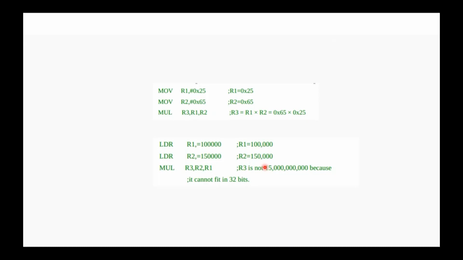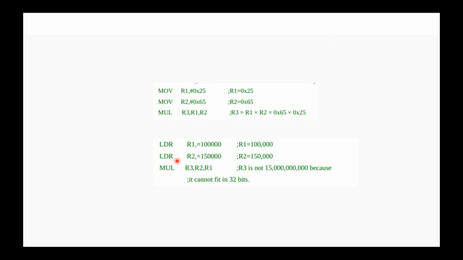Okay, so make sure that if you're using the multiplication, the number that you're going to multiply can fit into your 32-bit number, cannot be more than that. If not, the value will be discarded.